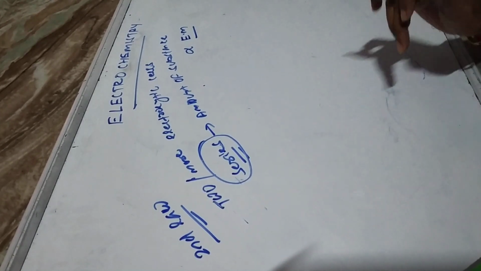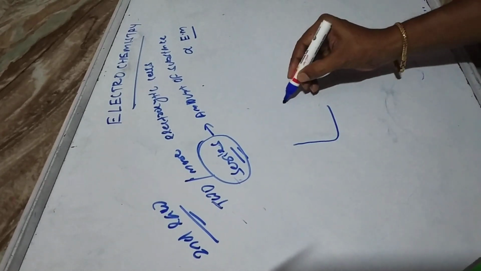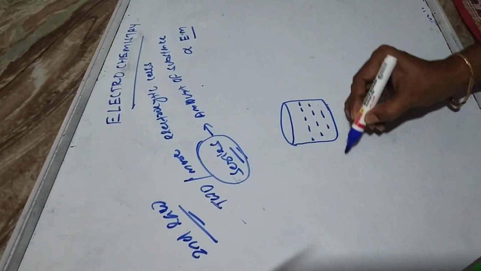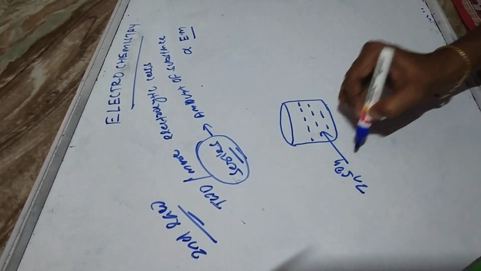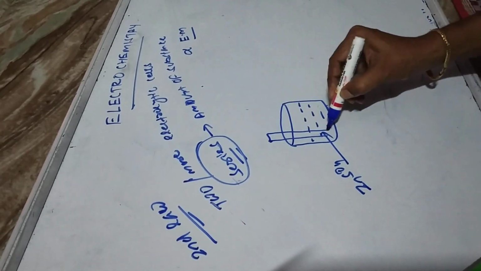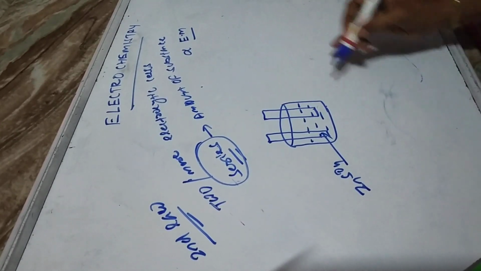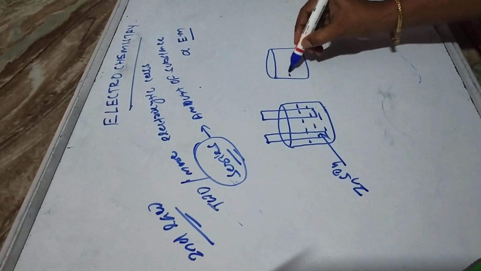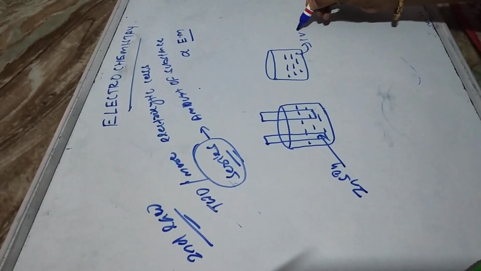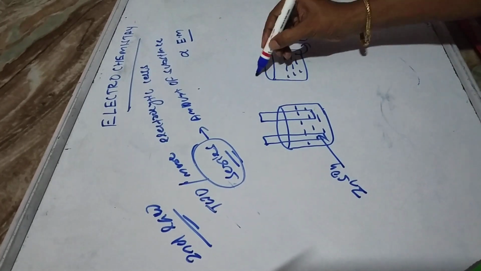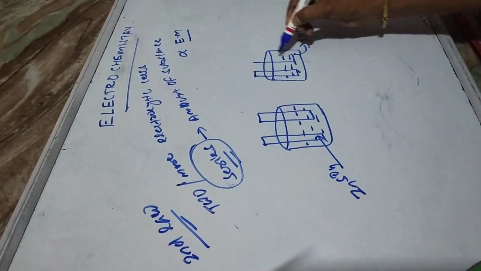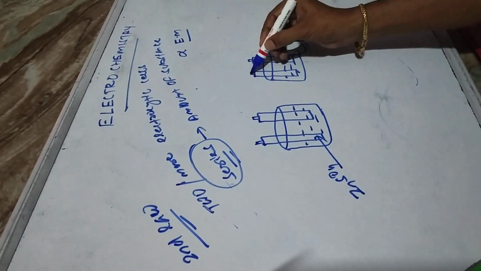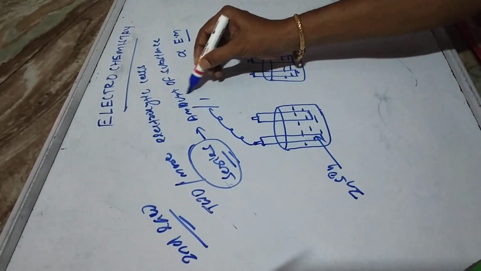So how is it? Let's say I am taking two electrolytic cells. This is one electrolytic cell, where the electrolyte is, let's say, zinc sulfate. I am taking two electrodes here. Another electrolytic cell I am taking here. Let's say it consists of copper sulfate and two electrodes, and we want to connect these two electrolytic cells in a series connection. So here I will make a series connection.